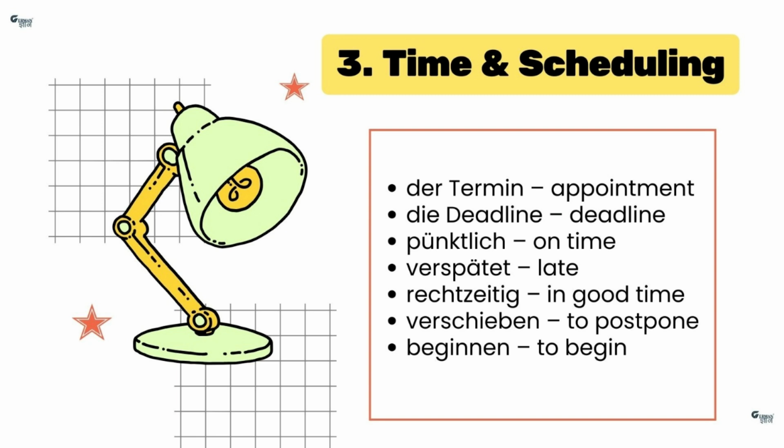Next is time and scheduling. Der Termin means appointment. Die Deadline is deadline. Pünktlich is on time or punctual. Verspätet is late. Rechtzeitig means in good time. Verschieben is to postpone. And beginnen is to begin.